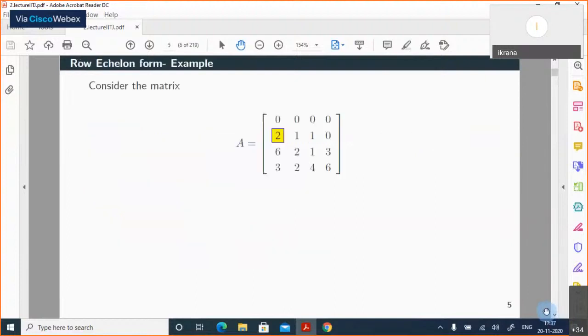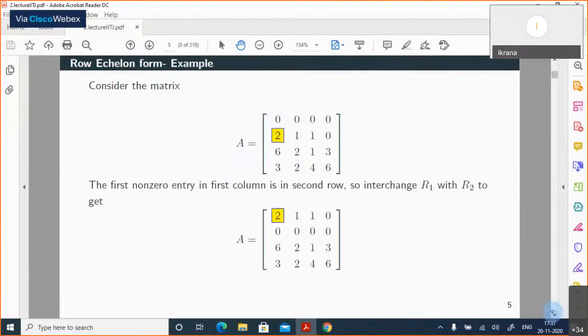So let me just quickly give an example so that once again we are on the same page. This is a matrix given. Okay. So what is the process? We scan the first column. The first non-zero entry is 2. So what we do? This 2, we want to bring it to the first place. So interchange R2 with R1. So once that we are done, our row will go up. So this 2 will go up. So 2, 1, 1, 1, 0. And 0, 0, 0 will come down.